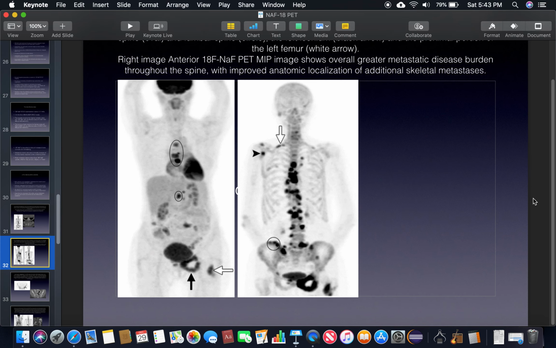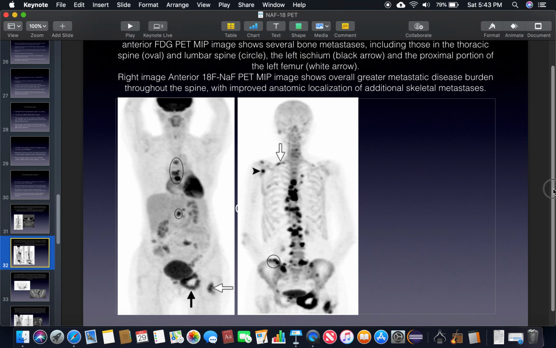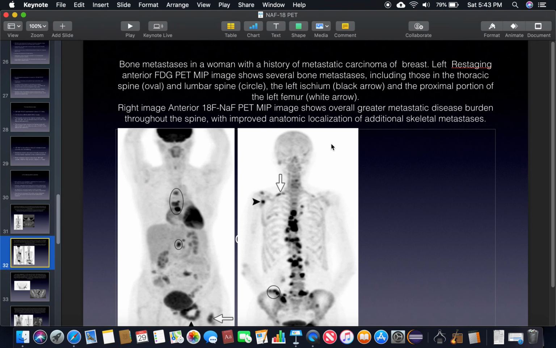I'm going to give you some examples again from my references in radiographics. Here is a PET study. FDG PET shows multiple bony metastatic lesions, but when you compare it to the sodium fluoride, you'll find there are far more metastatic bony lesions that are identified with the sodium fluoride study than with the FDG PET.